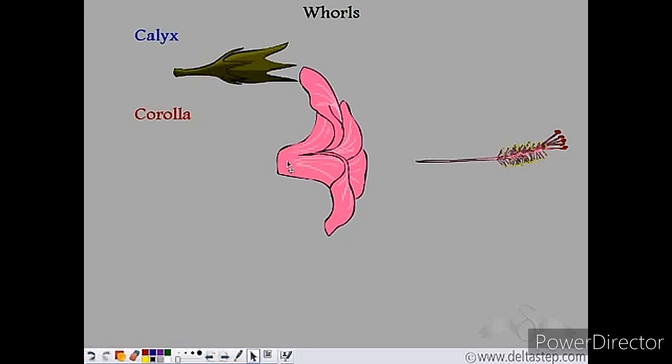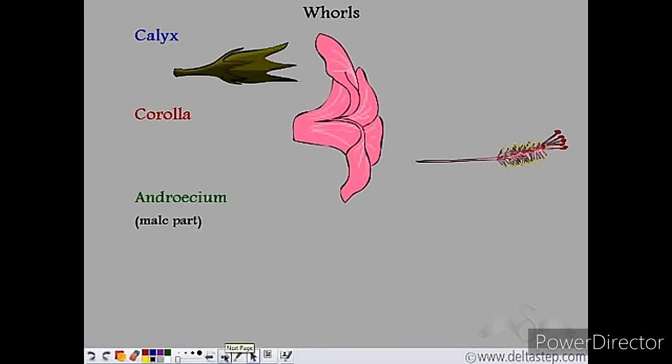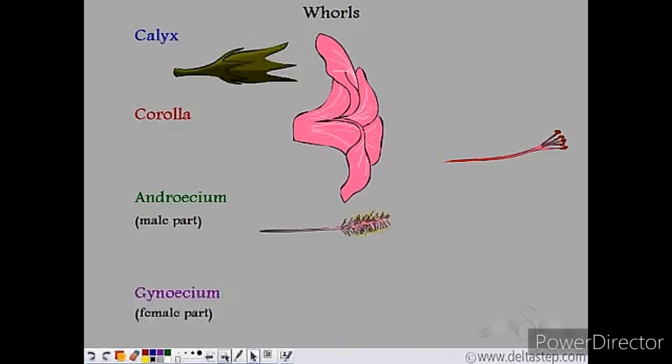See, the third whorl of a flower is known as the androecium, which is the male part of the flower. This is the androecium. And finally, the innermost whorl is known as the gynoecium, which is the female part of the flower. This is the gynoecium.